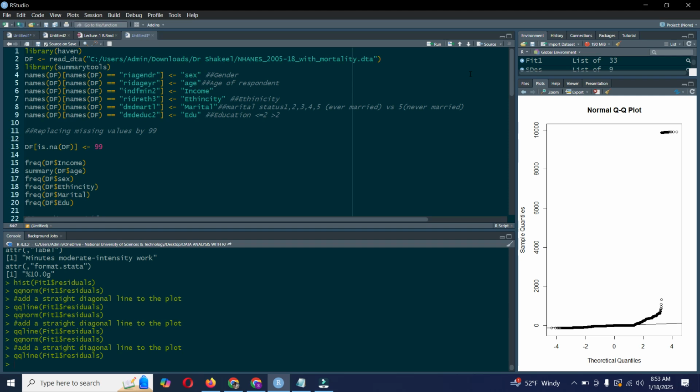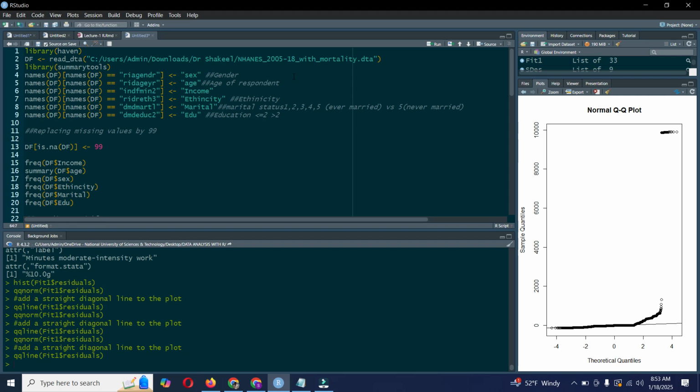In today's tutorial, we will learn how to apply a linear regression using survey weights, basically for survey weighted data. So again, we will be working on the National Health and Nutrition Examination Survey 2005 to 2018. You can apply this on any type of survey that is representative of a population.